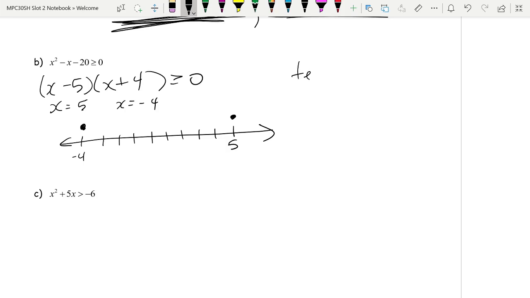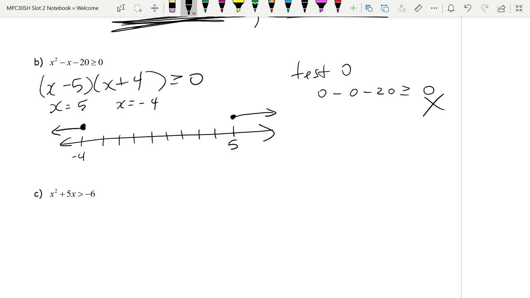But is the answer to the left and right, or is it in the middle? I always test 0, so 0 minus 0 minus 20 is greater than or equal to 0. Is that a true statement? That is not a true statement. -20 is not greater than or equal to 0. So that means the answer is going this way and this way.